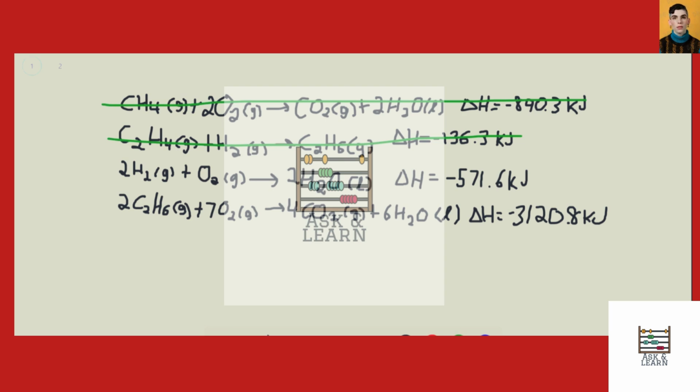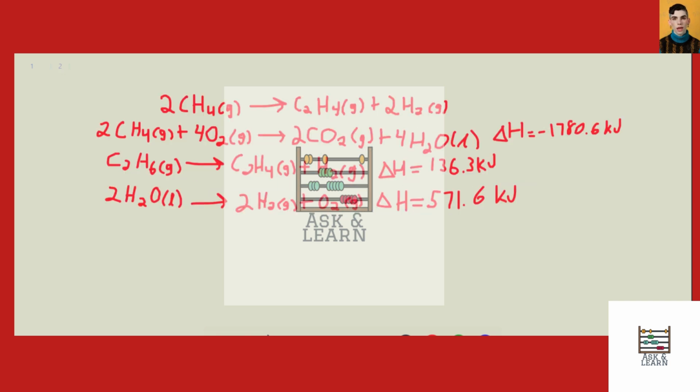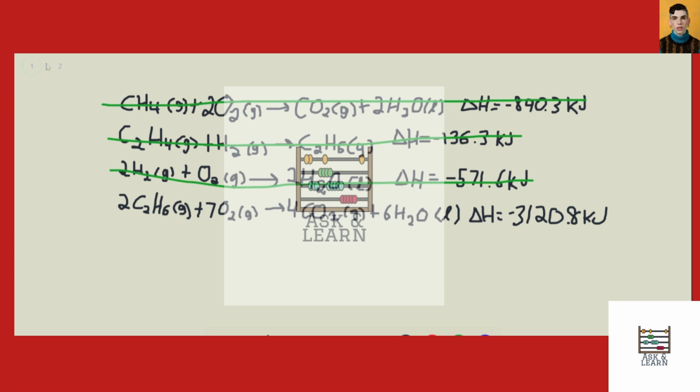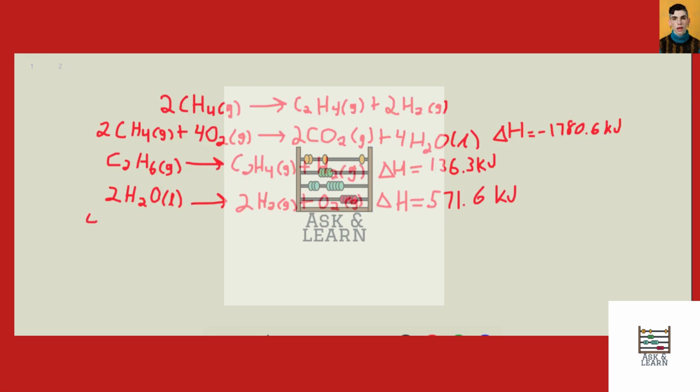And the last one has none of what we're looking for in our overall equation, but it has C2H6, so we're going to put C2H6 on the right so we can cancel out this C2H6. So 4CO2 gas.